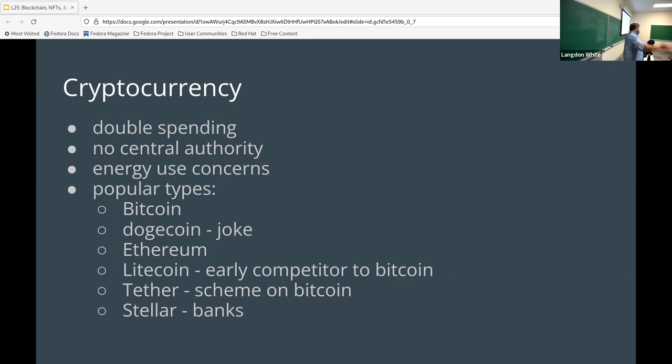So Bitcoin, I don't know, X years ago, I can't remember exactly how long, took this blockchain concept and said, hey, I have a distributed ledger. That means I can make a currency. So, does anybody here know what it takes to make a currency?